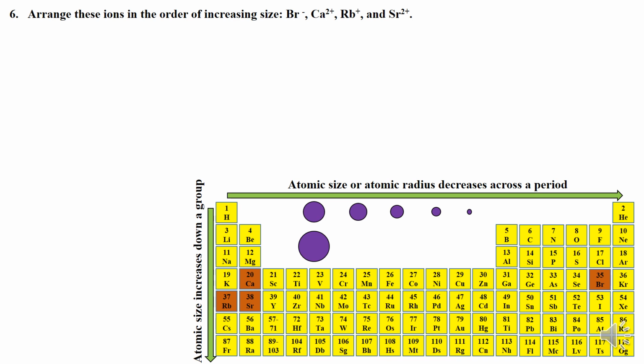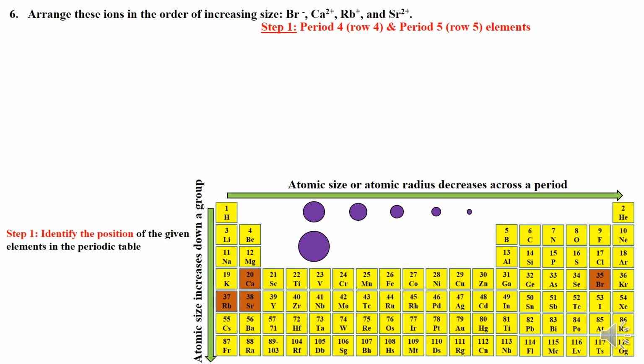Follow these 4 steps and one will never go wrong in arranging the given ions in the order of decreasing or increasing size. Step 1. Identify the position of the given elements in the periodic table. The given elements are calcium, bromine, rubidium and strontium. These 4 elements are highlighted in the periodic table. Calcium and bromine are period 4 elements, while rubidium and strontium are period 5 elements.